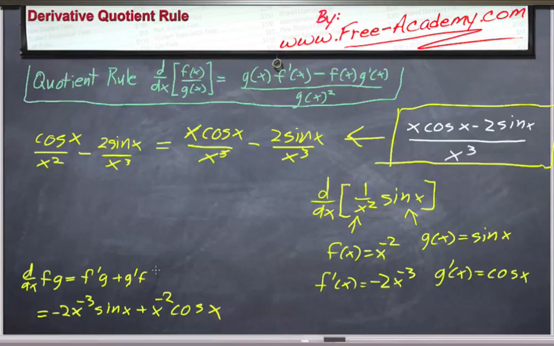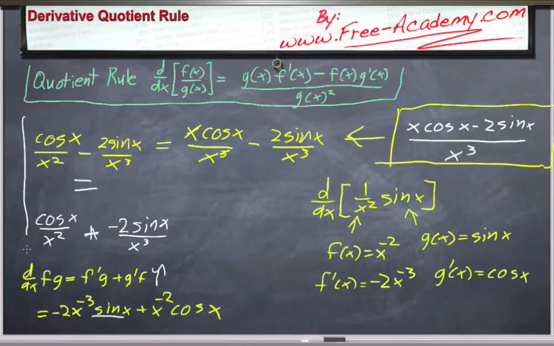Now if we take this equation, we have negative 2 times the sine of x. We take the negative 3, change the sign, put it to the bottom, we get x to the third. And this is going to be plus cosine of x divided by x squared. So we've demonstrated that these two formulas are equal.